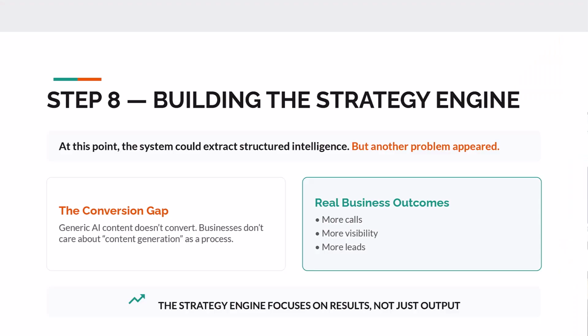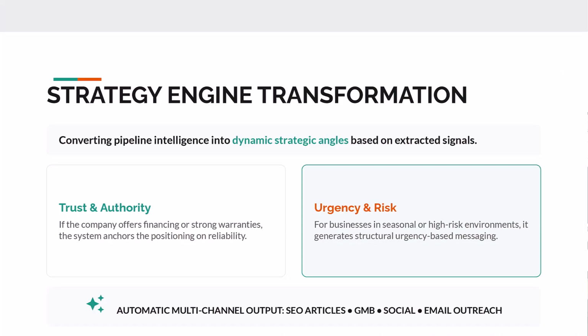At this point, the system could extract structured intelligence, but another problem appeared. Generic AI content doesn't convert. Businesses don't care about content generation, they care about more calls, more visibility, and more leads. So I transformed the pipeline into a strategy engine. Instead of generating one generic message, the system generates different strategic angles depending on the extracted signals.